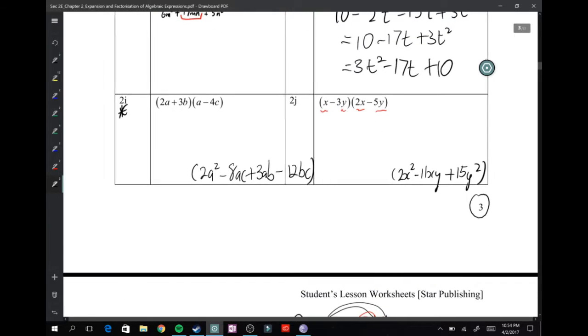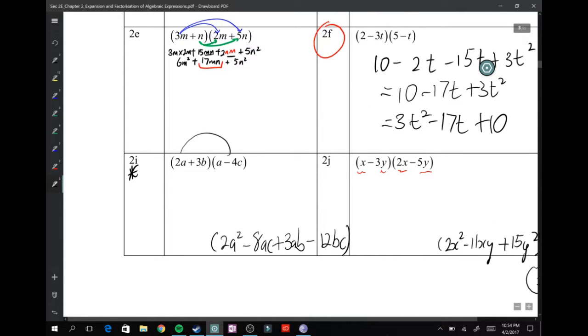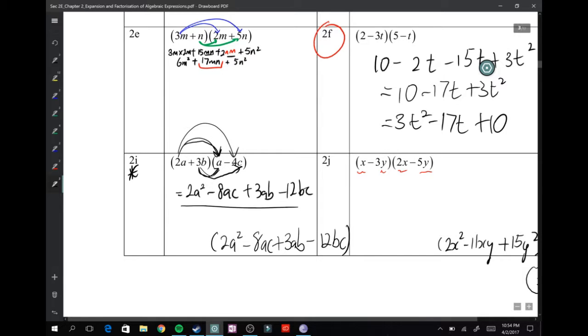Over here, just use the umbrella method. Doing that should give you the answer. Let me just do this for you. This is 2a squared times minus 8ac plus 3ab minus 12bc. Okay, and this is your answer.